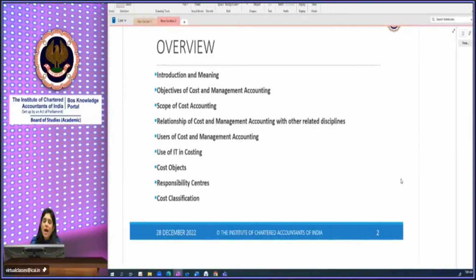Use of IT in costing. Now, this is very important. IT has actually eased the entire process of costing. It has automated many things. So the technology has increased the efficiency of the system. Cost objects. Now, this is very important. It basically starts with the accumulation of cost and for what we are calculating the cost. So cost object, responsibility centers you will be learning, and cost classification and much more.